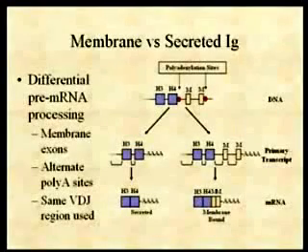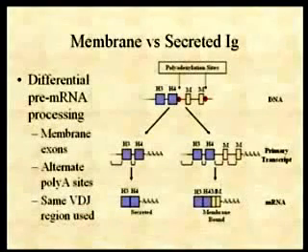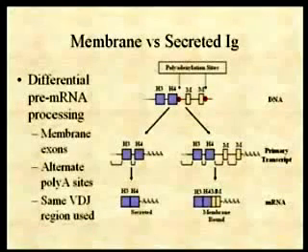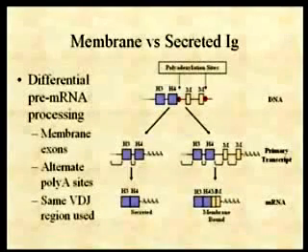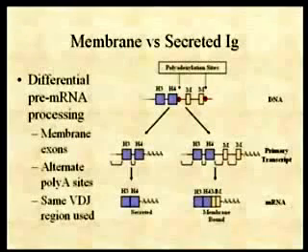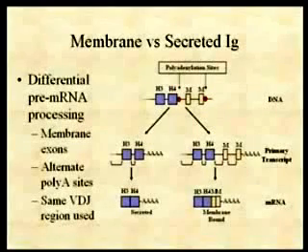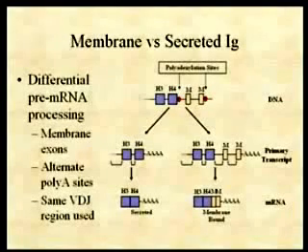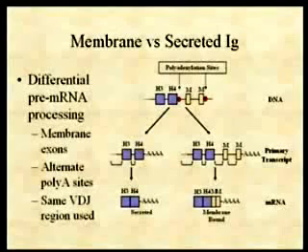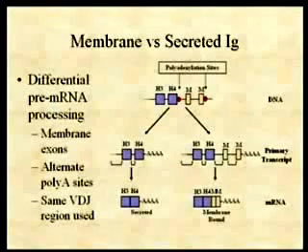When that is processed then to remove all these introns, and we're removing all the various introns to bring all the coding sequences together, you end up with this type of a message, which is then a message for the secreted form of the antibody because it doesn't have the tailpiece exons. Those have not been expressed in this message. So this message would encode for an antibody that's going to be secreted.